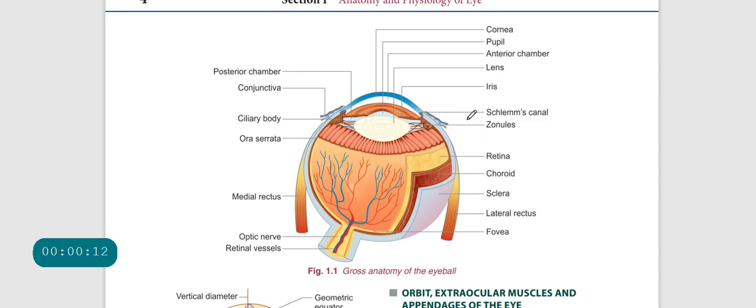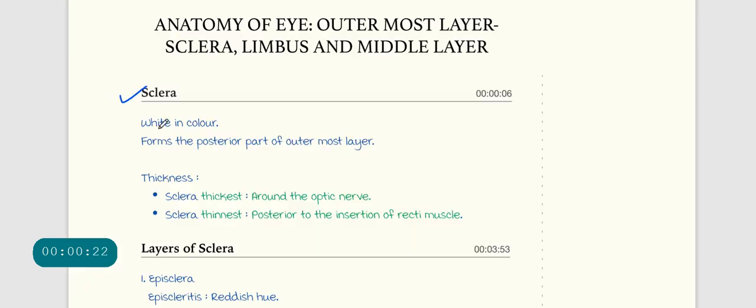The next layer which we are going to study in the eye is the sclera. We are done with the choroid. So briefly discussing the layer sclera: what is basically sclera? It is whitish in color. The whitish part you can see in your eyes is nothing but the sclera.